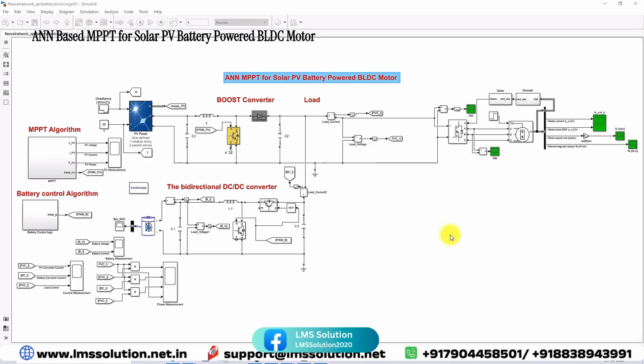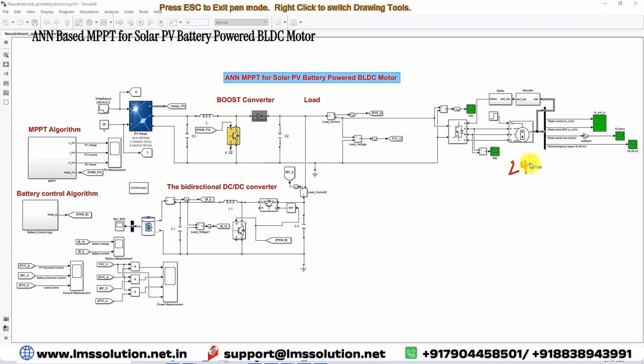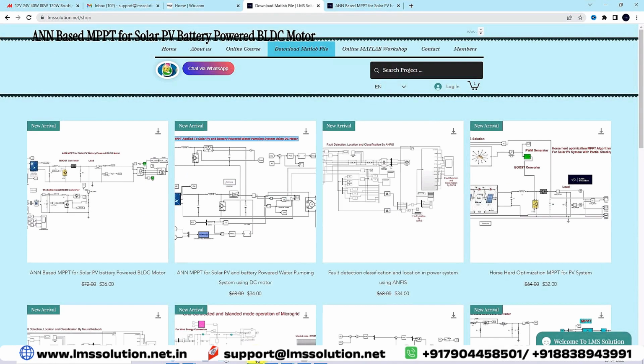Today we are going to see ANN-MPPT for a solar PV battery powered BLDC motor. Here we are going to design the system for 24 volt. That means the BLDC motor rating is 24 volt, 40 watts. This rating is taken from the following website.